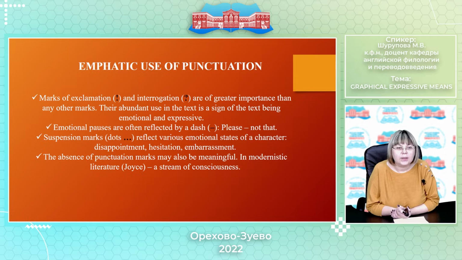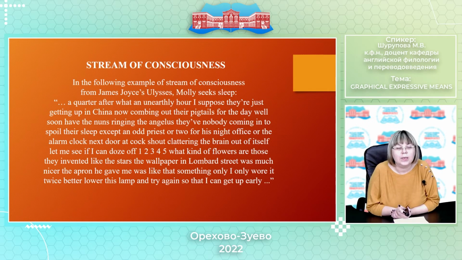We can also see in the examples the usage of dash or dots. One more example is the absence of any punctuation marks. So, in modernistic literature, James Joyce was a very prominent author who used the so-called stream of consciousness. Now you can see this stream of consciousness on your screens. As you can see, no punctuation marks are used here. So the whole text represents the stream of consciousness of the author, and only the change of the writer may be conveyed by some dots or some full stops.